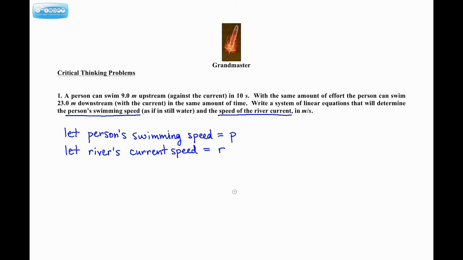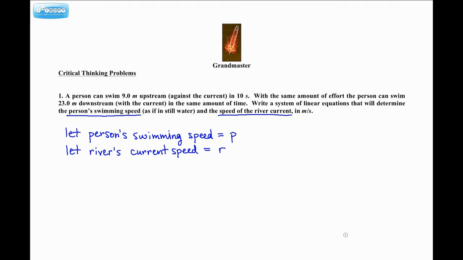At this point, we want to create two different equations, and each equation is going to model each scenario up here. So in case 1, when the person is going upstream, we're going to create an equation using P's and R's. And in this situation, where the person is swimming downstream, we'll create another equation, again using P's and R's. So I'm just going to split this into two parts. Over here is anything upstream, and over here is anything downstream, just to keep things separate.